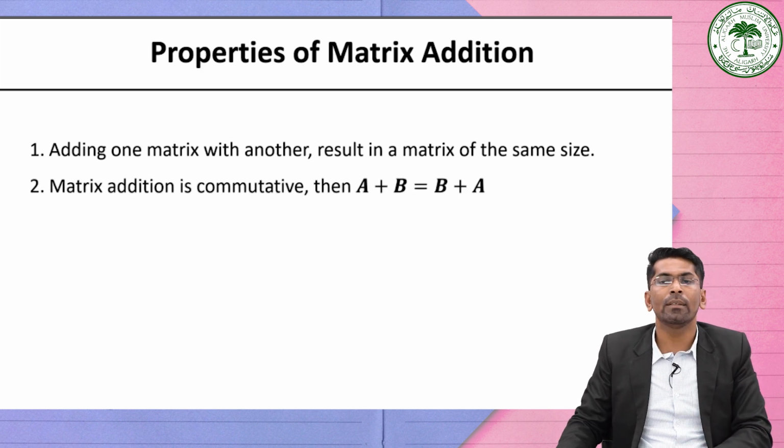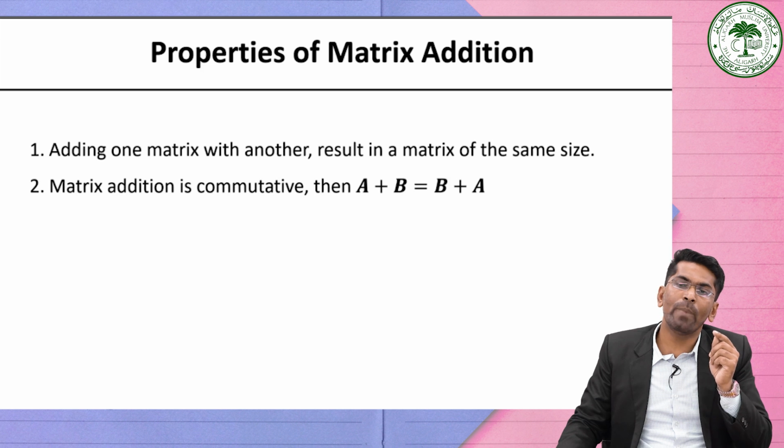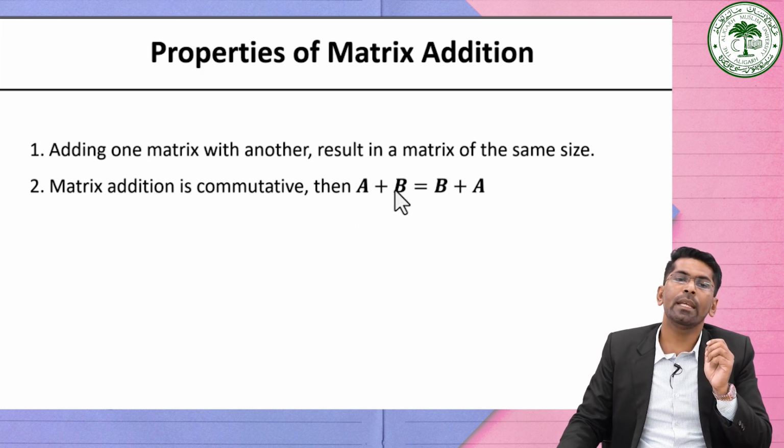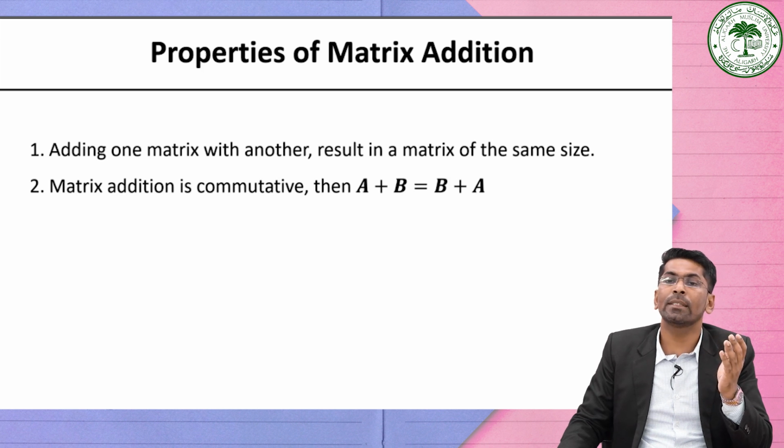The second one, see, matrix addition is commutative, which means that the order of matrix addition does not affect the result. For example, if we have two matrices, matrix A and matrix B, then A plus B is also equal to B plus A. That means matrix addition is commutative, which also means the order of matrix addition does not affect the result.